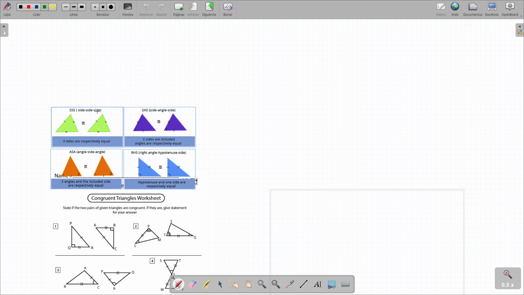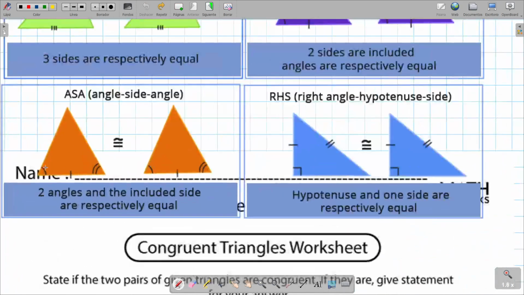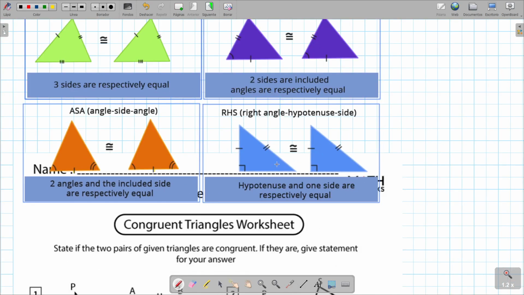When the three sides are the same, the triangles are congruent. We have SAS, side angle side, which means two sides are included, and we have the angle in the middle. As you can see here, the angle in the middle of the two sides is the same. We have ASA, which means angle side angle. Please make sure that now you have two angles, and in the middle they have this side which is the same.